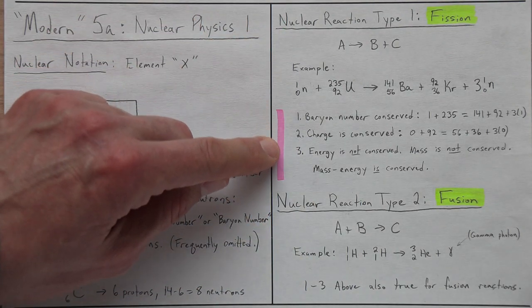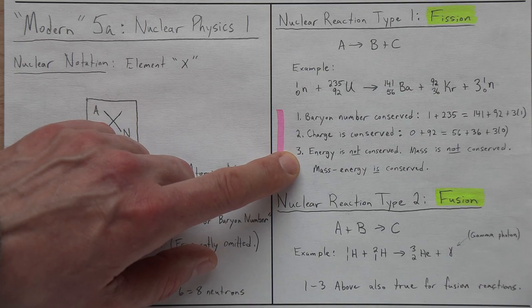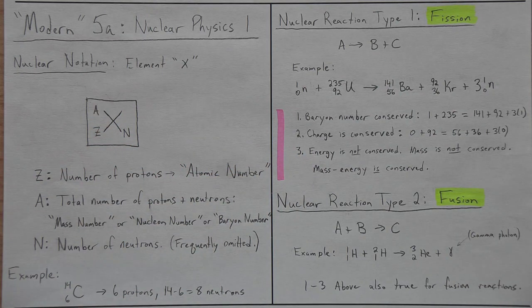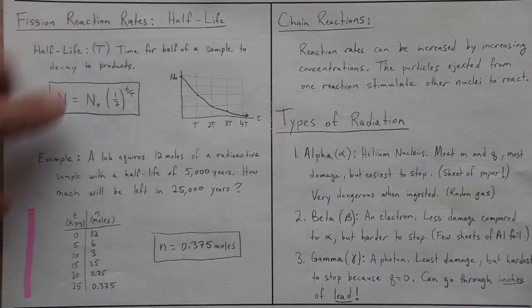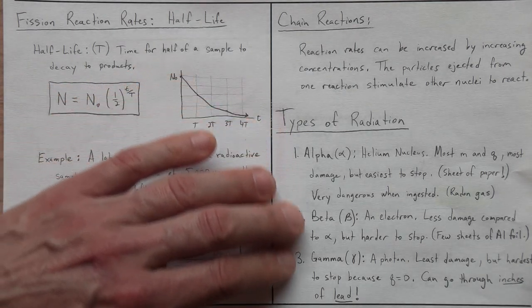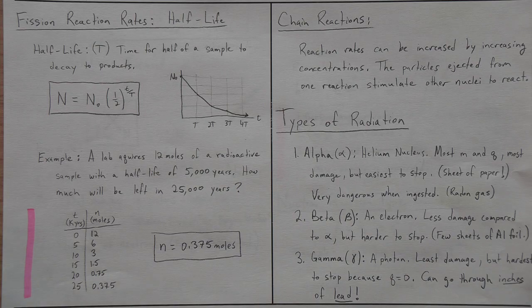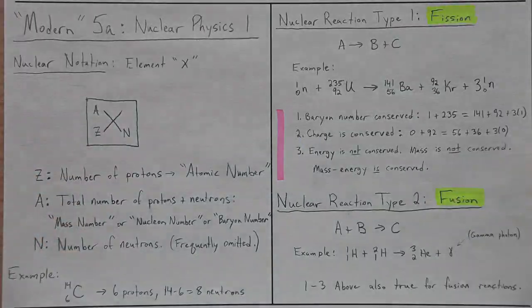But also you need to know these three things: what's true, what's conserved, and what's not conserved. And in the next video, we're going to talk about why energy is not conserved and mass is not conserved. And then half-life, you need to just do these basic calculations. That's why I highlighted this here. And then a little bit about types of radiation, but this is probably most likely to be on a typical Regents test, and some of these concepts.